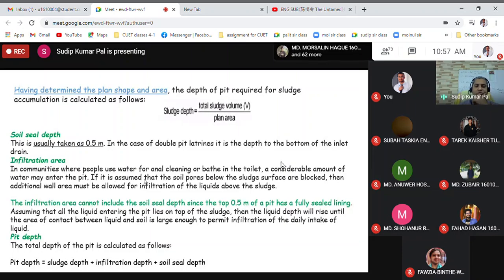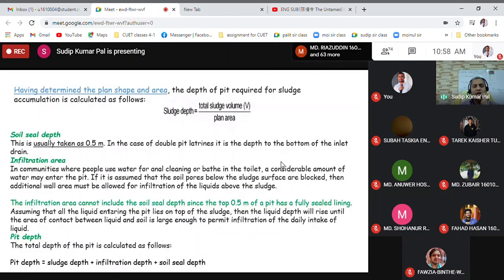If it is assumed that the soil pores below the sludge surface are blocked, then additional wall area must be allowed for infiltration of the liquids above the sludge. If we do not do that, then there is a high chance it can fill up very quickly, and then infiltration is much lower than expected. Then the liquid comes to the top very quickly.